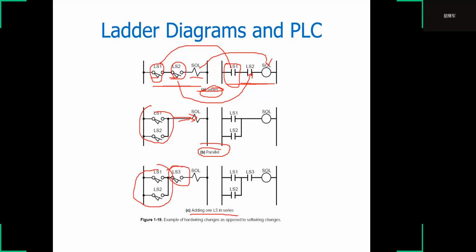So we can transfer this. From this comparison, we know the electrical diagram is similar to the PLC ladder diagram. So if we want to make some ladder diagram, we can just imagine the switches and the coils.